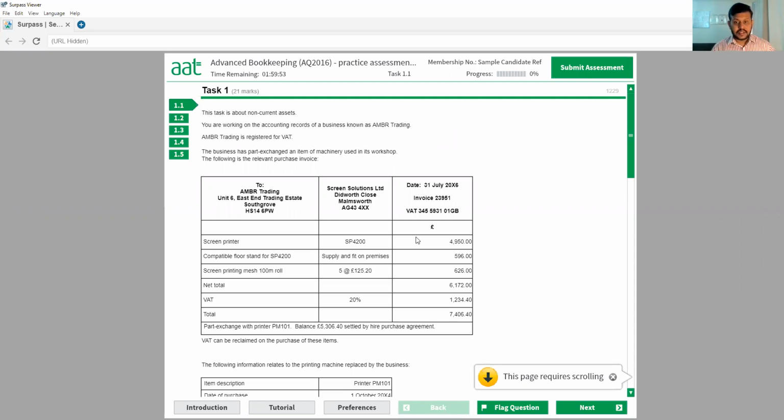The first thing we need to know from questions 1, 2, 3, 4, 5 is what questions we're looking for in the exam. The questions are very precise. The first question you're going to see is on non-current assets. So if you make yourself ready for non-current assets, you'll see this in the exam. Question 2, disposal. Question 3, accruals and prepayments. Question 4, adjustments. And question 5, extended trial balance.